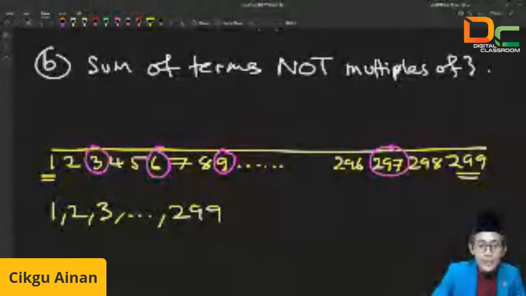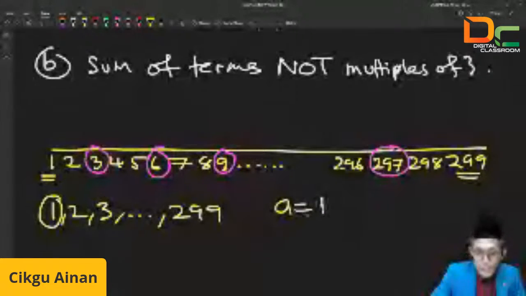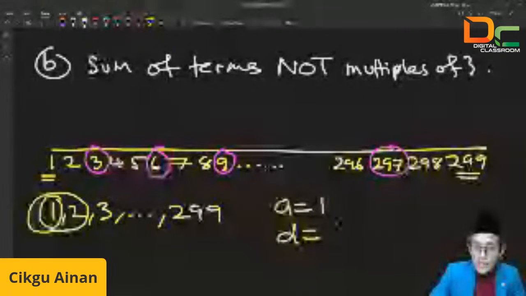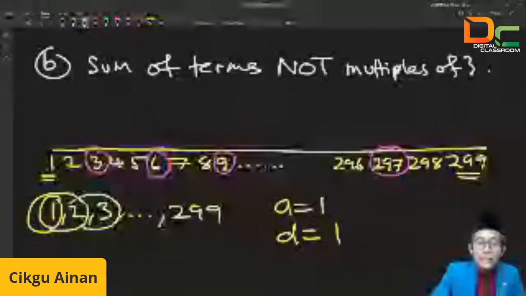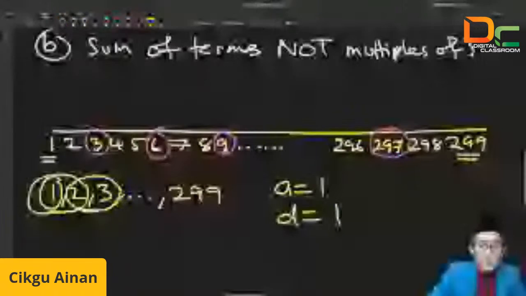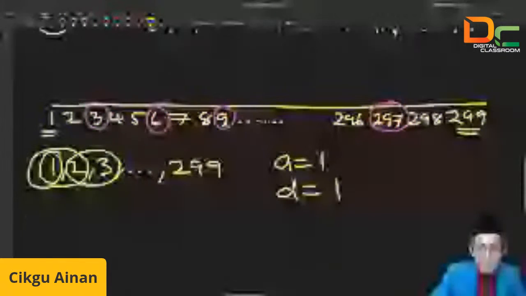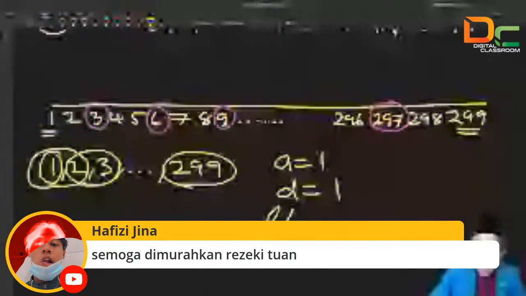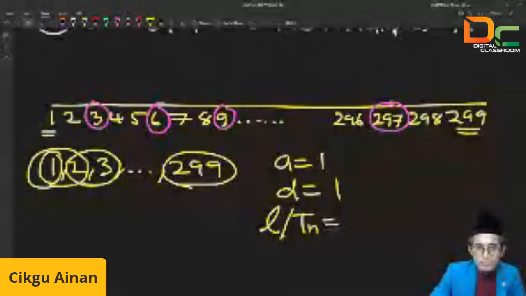Now from here, what is the A? The A is 1. What is the common difference? 2 minus 1 is 1, or 3 minus 2 is 1 as well. Now, how are we going to get the sum? So what is 299? 299 is the L, or Tn equals 299.